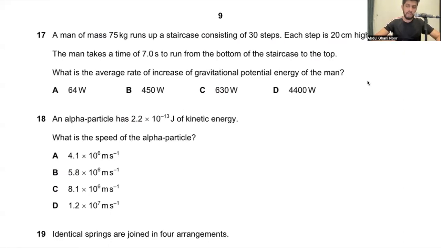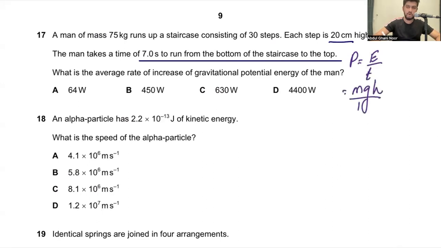Question number 17 says, a man of mass 75 kilogram runs up a staircase consisting of 30 steps. Each step is 20 centimeters high. The man takes the time of 7 seconds to run from the bottom of the staircase to the top. What is the average rate of increase of gravitational potential energy of the man? Yes, Alicia. So they're asking for the rate of increase of gravitational potential energy. They're actually asking you for the power. Power is energy upon time. Power is mgh upon time.